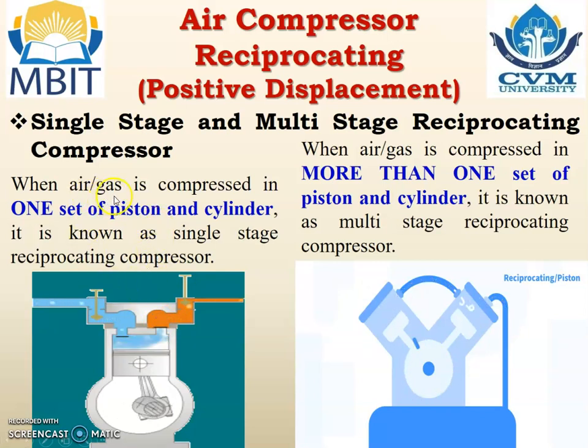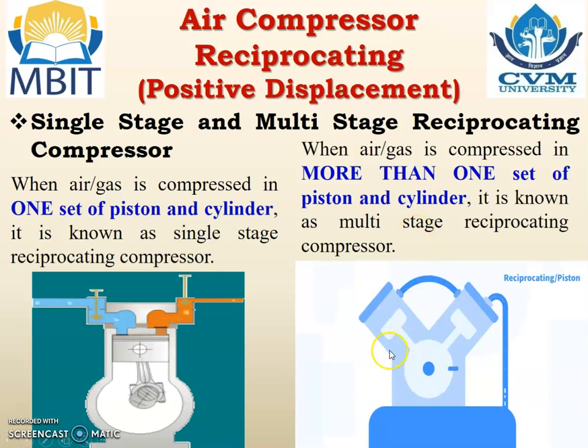When air or gas is compressed in one set of piston and cylinder, then it is known as the single stage reciprocating compressor. So here you can see in the animation, air is compressed in one set of piston and cylinder and then it is taken to the storage. While when air or gas is compressed in more than one set of piston and cylinder, then it is known as the multi-stage reciprocating compressor.